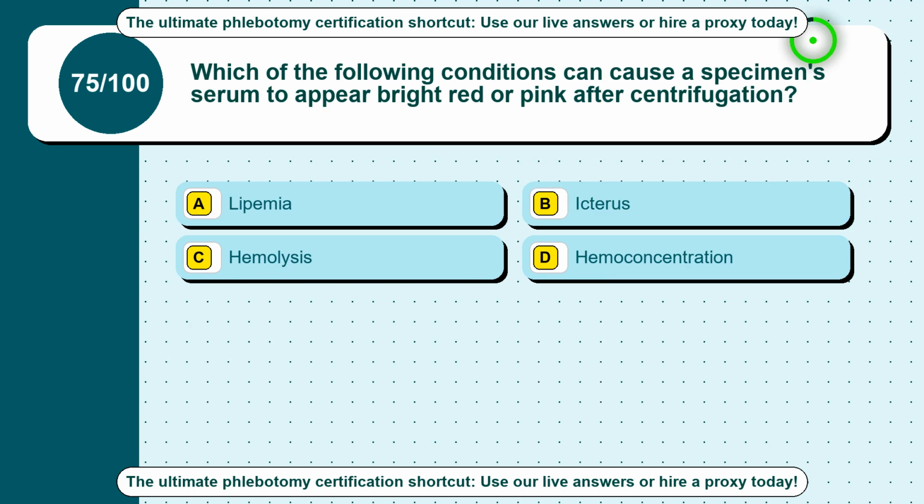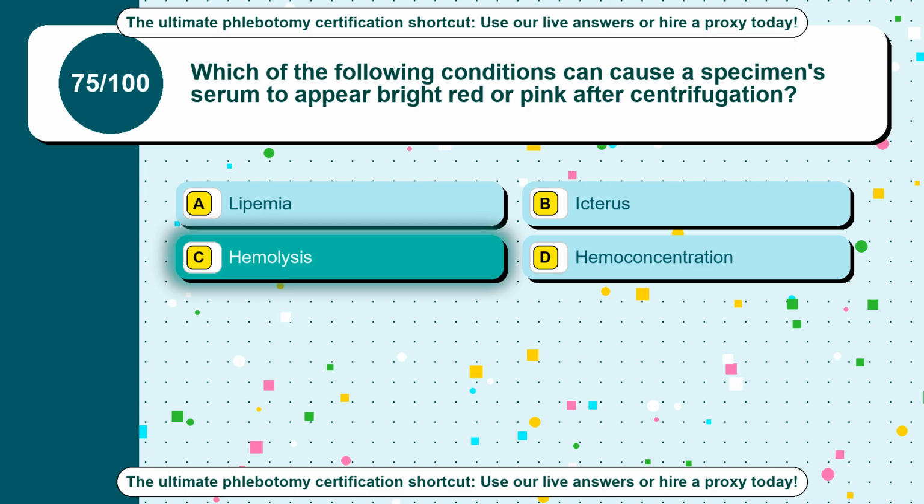Question 75. Which of the following conditions can cause a specimen's serum to appear bright red or pink after centrifugation? Option A. Lipemia. Option B. Icterus. Option C. Hemolysis. Option D. Hemoconcentration. The correct answer is option C.